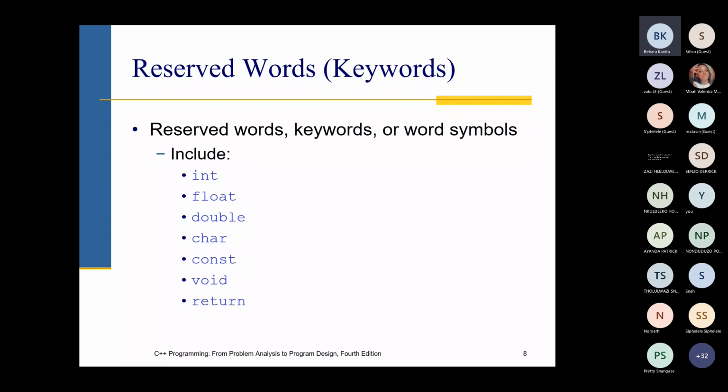What are your predefined identifiers, guys? What is the difference between a predefined identifier and a user-defined identifier? Predefined identifiers are cin, cout, and endl. And your user-defined identifiers are the identifiers which you are going to define. Am I clear to you?